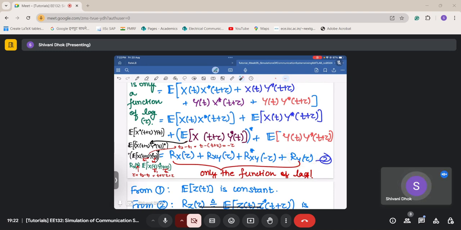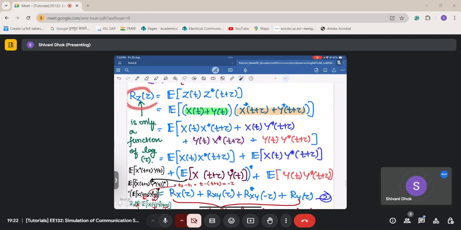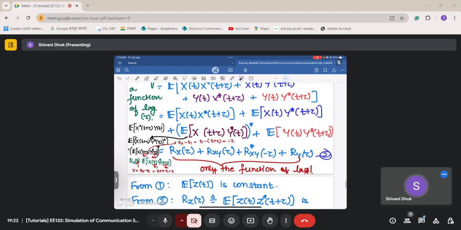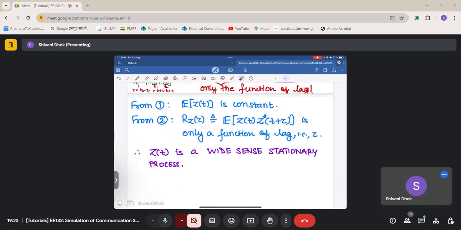And since these are jointly wide-sense stationary, your rx of tau, rxy of tau, and ry of tau, and even this rxy minus tau conjugate, all of these are only a function of your lag, that is tau. And since all of these are only a function of your lag, the autocorrelation function of your random process z is also a function of lag only. So from equation 1, the mean of your random process z is constant, and from equation 2 we observe that the autocorrelation function is also only a function of your lag, which means that z is a wide-sense stationary process.